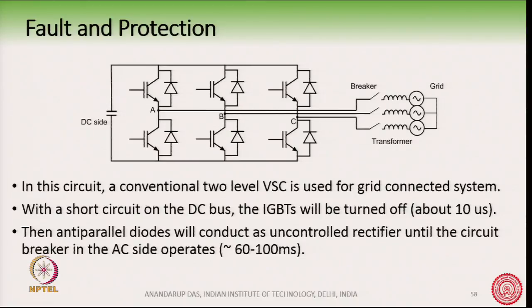Now, one severe fault which can be understood, for example, let us take this voltage source converter here. This is a typical 3-phase voltage source converter. There is a grid and there is a transformer which I am representing through an inductor, there is a breaker and there is a DC side, and you can have other loads connected on the DC side. We have not shown it here. One of the severe faults is a short circuit on the DC bus.